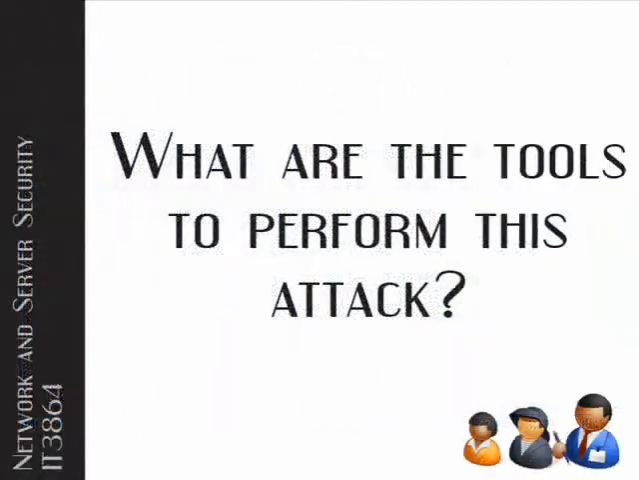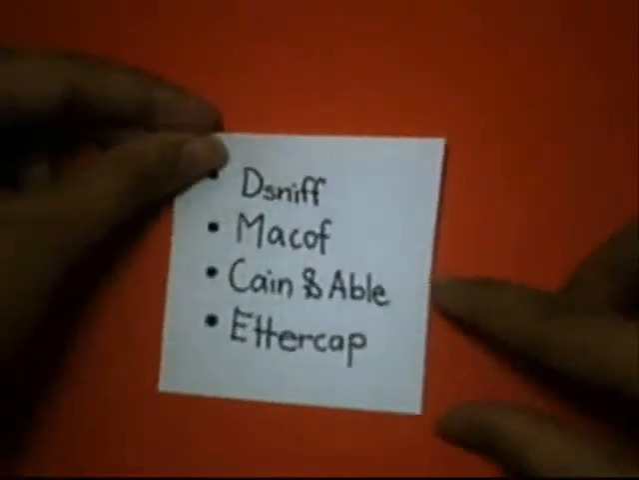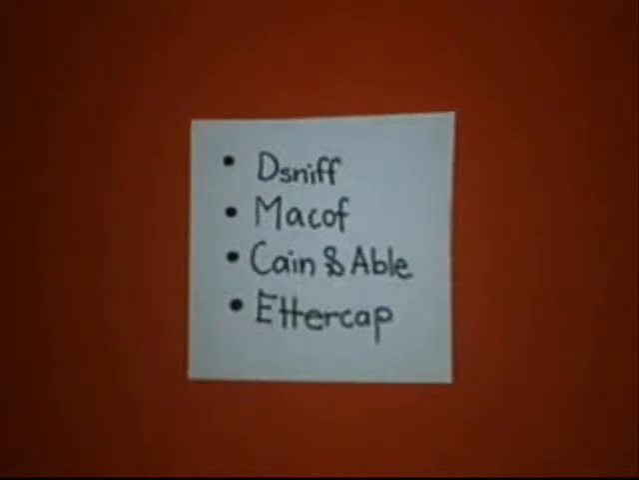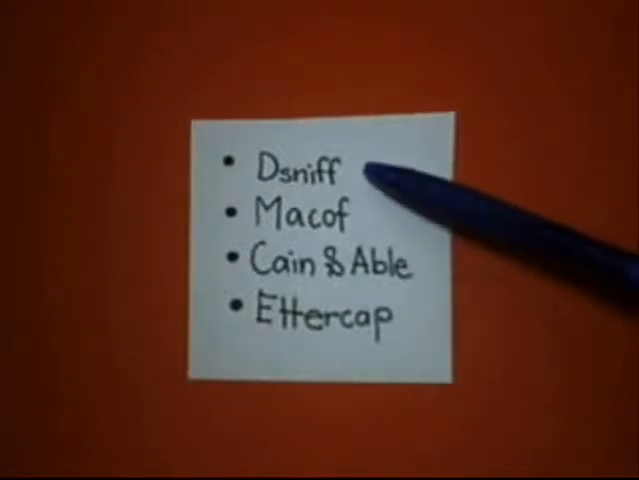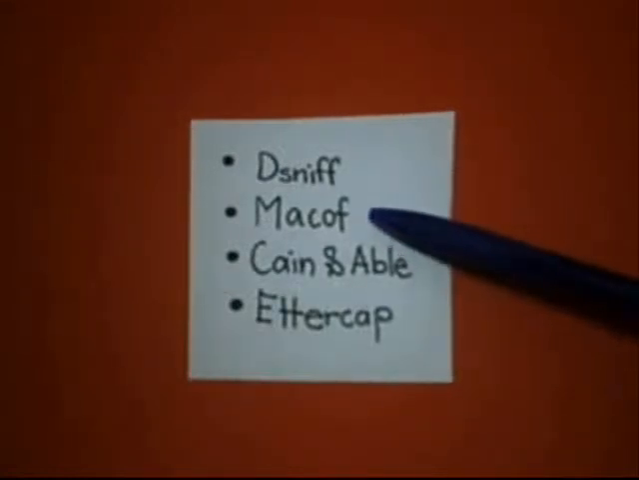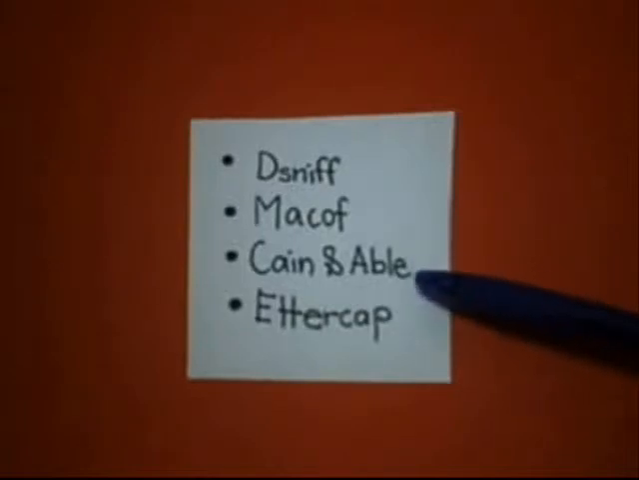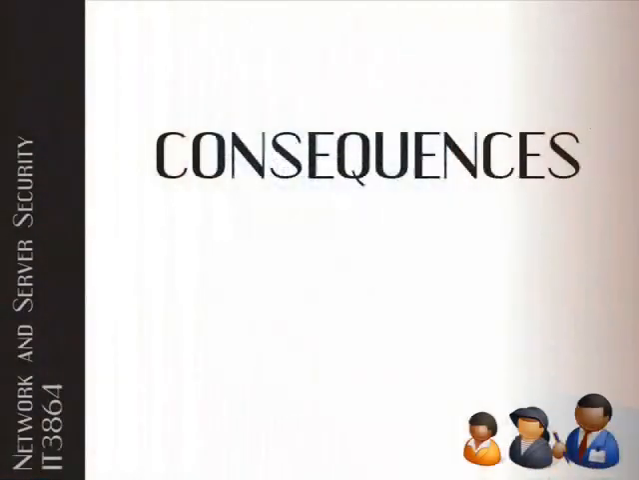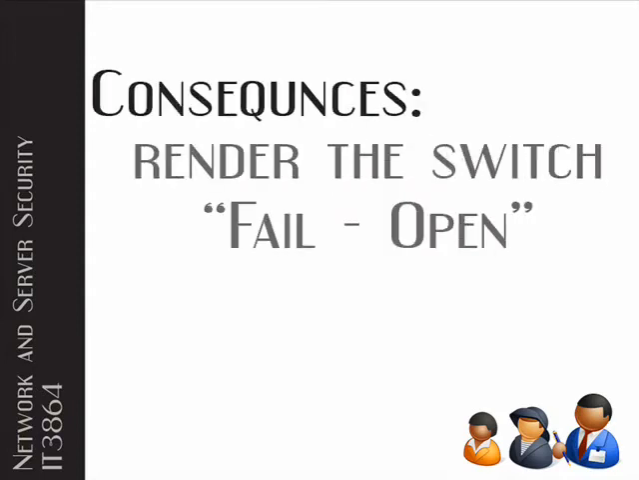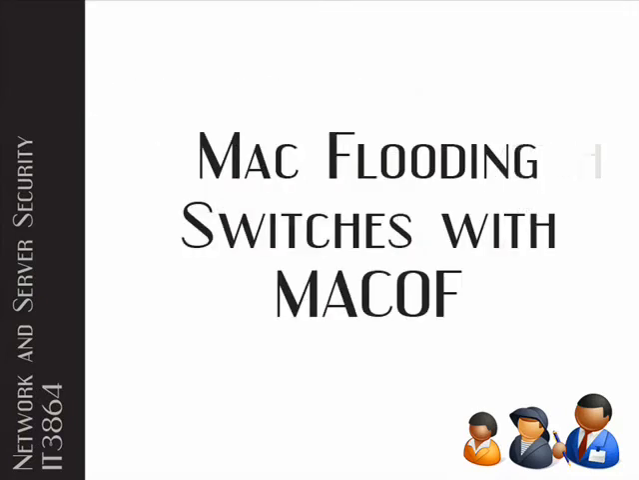What are the tools to perform this attack? These are the common tools that an attacker would choose. They are dsniff, macof, yersinia, and ettercap. A successful attack will render the switch fail open, in which case it will start behaving like a hub, so all the traffic can be sniffed.